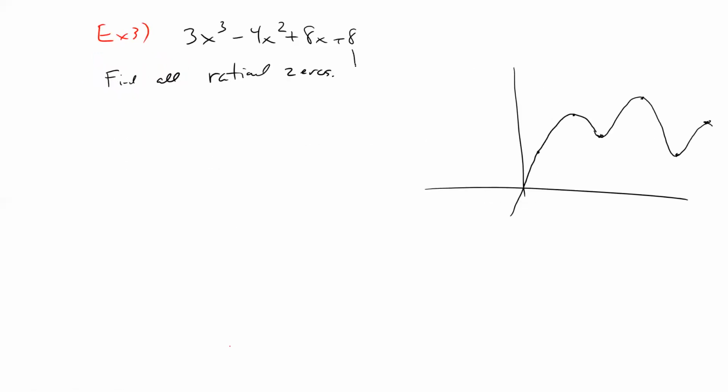So factors of the number in the back are P. Factors of the number in front are Q. P over Q. And we go for it here. So factors of P would be plus or minus 1, plus or minus 2, plus or minus 4, plus or minus 8. I do not know the answer to this one here.